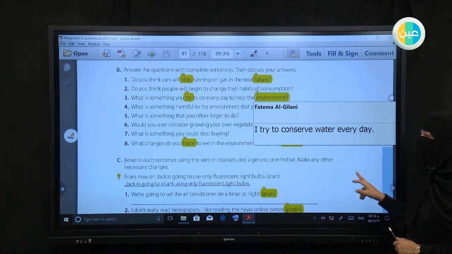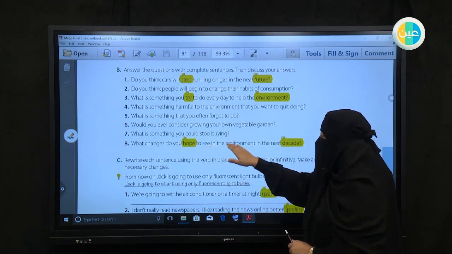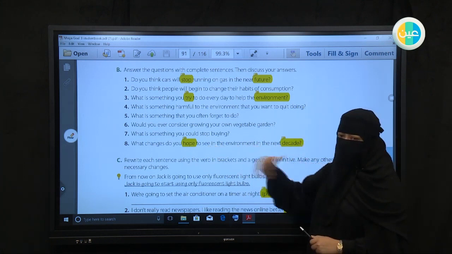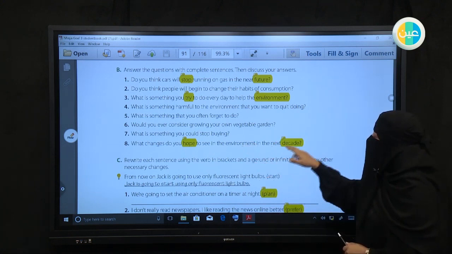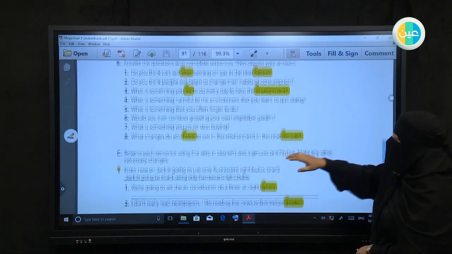All right, number eight. ناخذ eight. What changes do you hope to see in the environment in the next decade? What do you hope? تتمني أو تتخيلي إنه ممكن يصير in the environment, في البيئة, in the next decade, في العقد الجاي, في العشر سنوات الجاية. Well, ممكن نبدأ بـ السؤال موجه لك, فممكن تجاوبي بـ I.